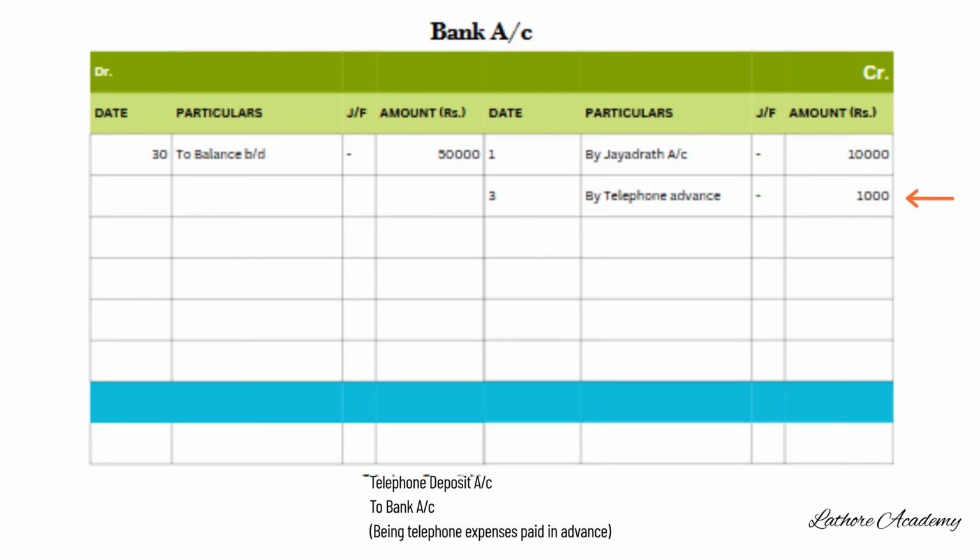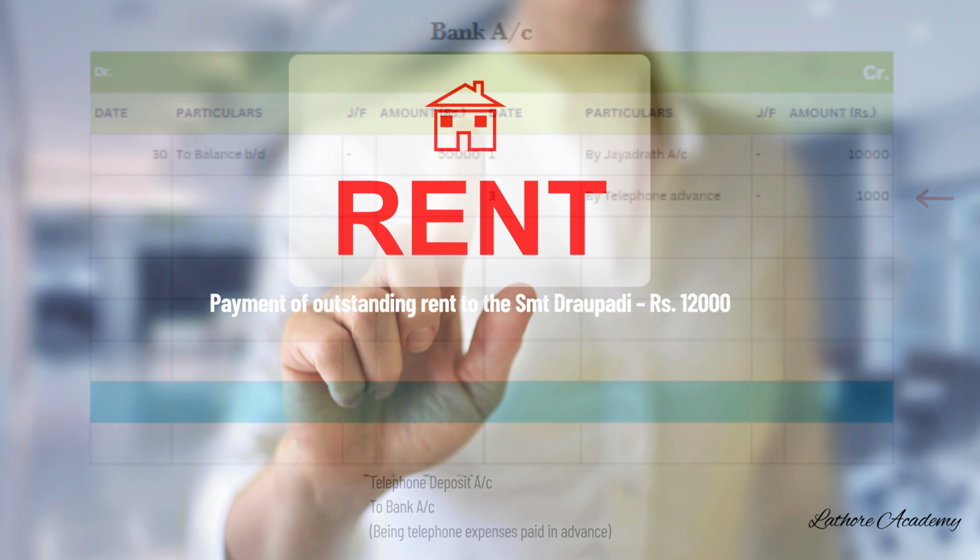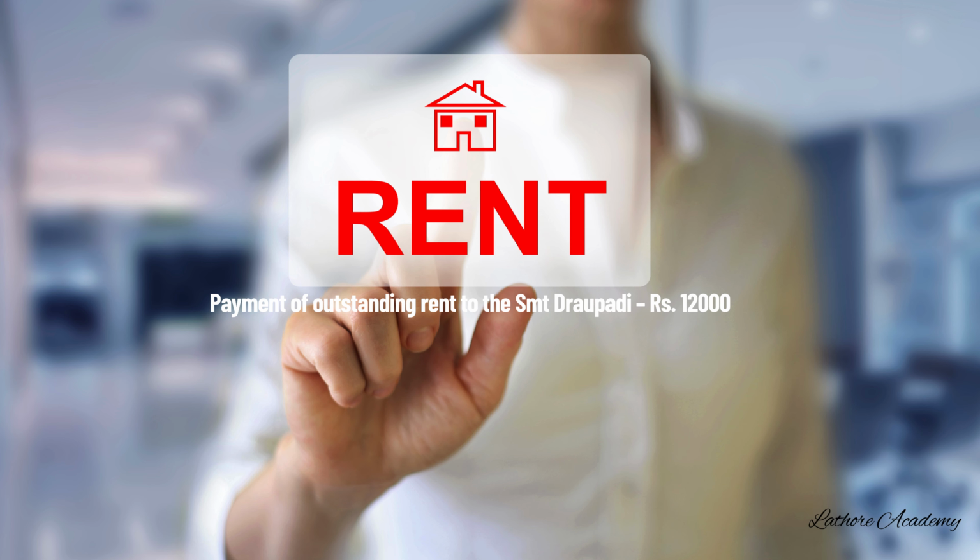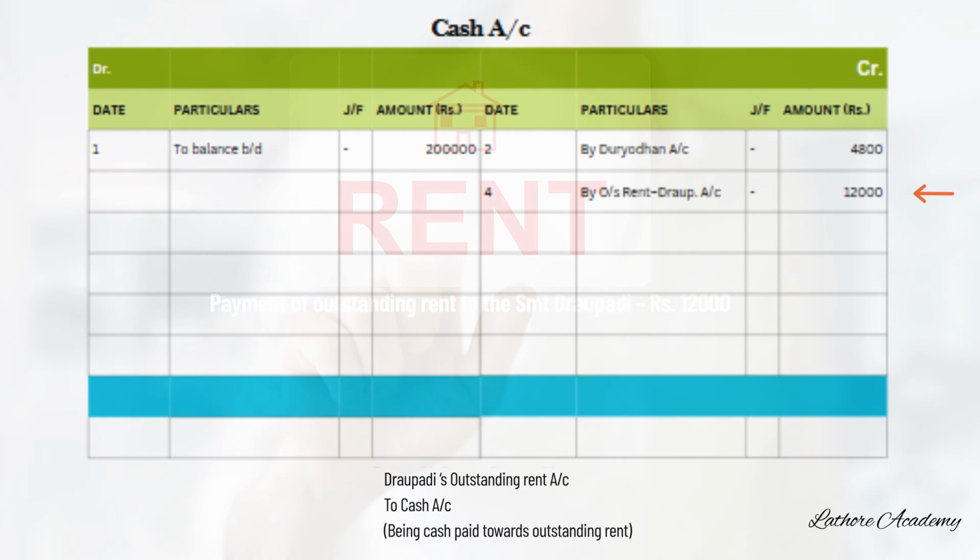Moving on to the next transaction, payment of outstanding rent, 12,000 rupees, to Srimati Draupadi. In this case, the journal entry is Draupadi's outstanding rent account debited to cash account. Outstanding rent is in the nature of a liability and always shows a credit balance. But in this case, since we are paying it off, the outstanding rent will reduce, so it will be debited, and cash is going out of the books of accounts, so we have to credit it. So outstanding rent account debited to cash account, and cash account is credited by outstanding rent account.